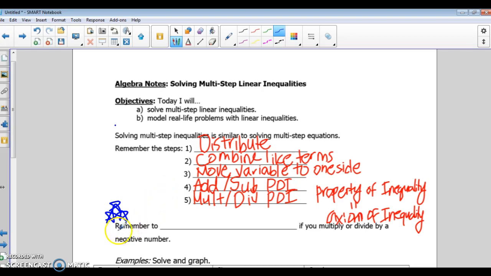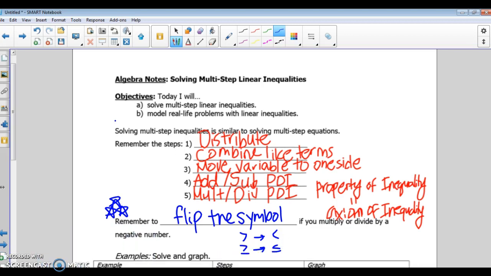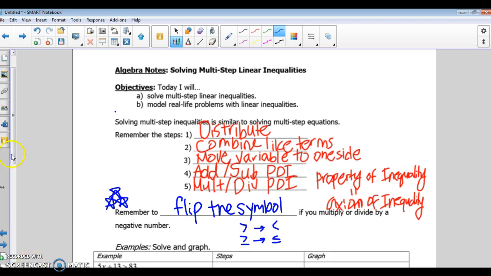And one more thing to remember is to flip the symbol if you multiply or divide by a negative number. If the symbol was greater than, then you will change it into less than. If the symbol was greater than or equal to, then you're going to change it into less than or equal to, and vice versa. Okay, so let's move on to the next question.